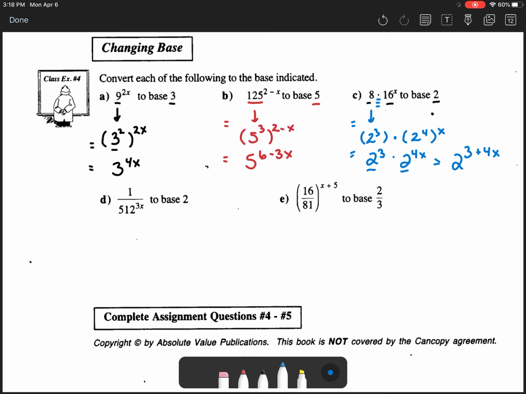And you cannot bring the 3 and the 4x together. They are not like terms. The 3 doesn't have an x. If it was 3x and 4x, then yes, you would have 7x. But in this case, no. It's just 3 plus 4x. That is all.